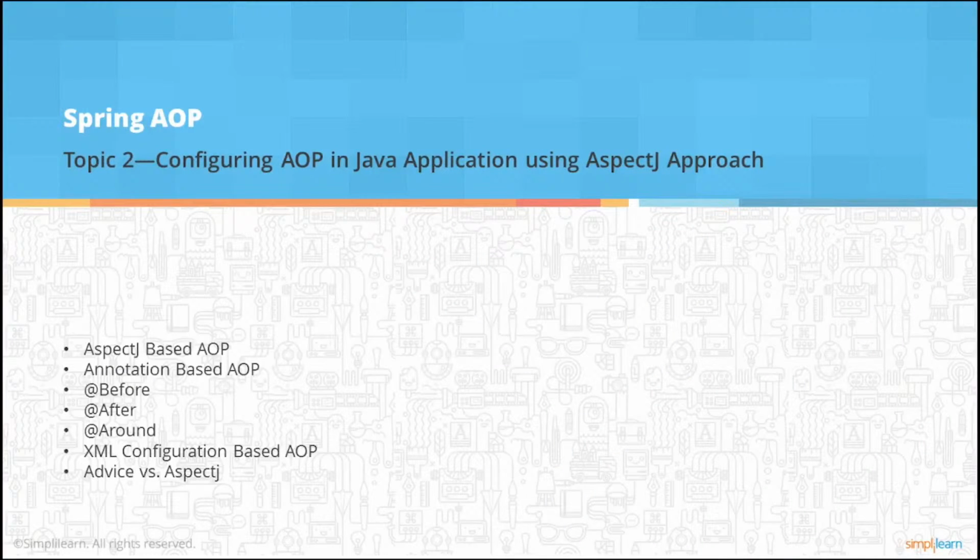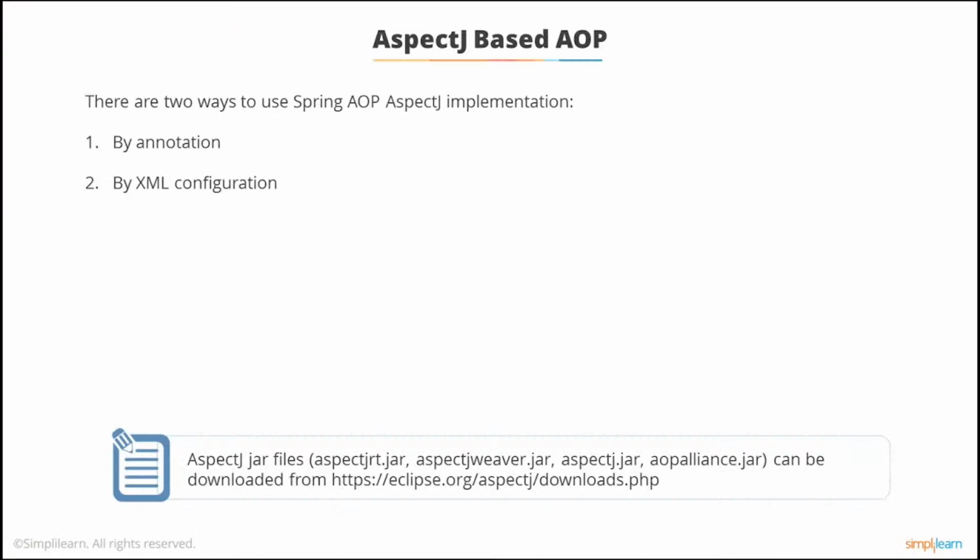Let's look at configuring AOP in Java applications using the AspectJ approach. Now there are two ways to use Spring AOP aspect implementation. You either create it with annotation or with XML configuration. We'll need to download the AspectJ Weaver jar file to get this functional in our application.